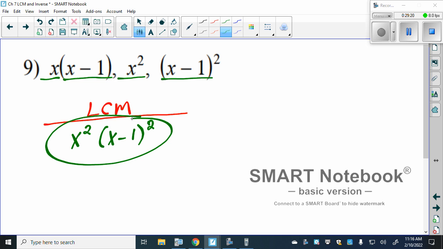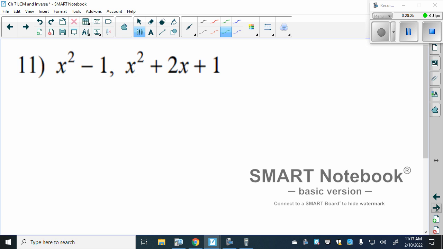Any questions on this? Are you ready for the next one? Okay. This one here would be very tempting to say that the least common multiple is x squared minus 1 and x squared plus 2x plus 1. But that wouldn't be the least common multiple.